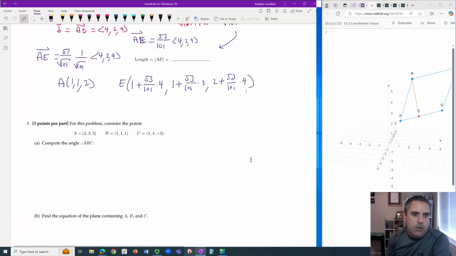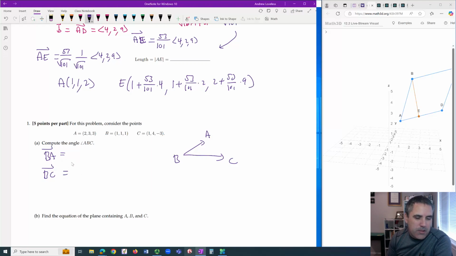Other ones. Here's a question that asks for the angle. If you want the angle between two vectors, they do need to be tail to tail. So the important thing here is B has to be in the middle. So if you're doing this question, you did this in the homework, you need to find BA in that order, and you need to find BC in that order, and then you're going to find the angle between them. So 3 subtractions, and then you're almost done.